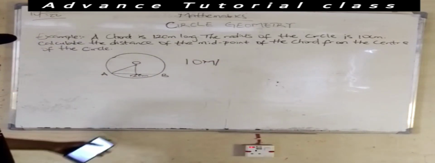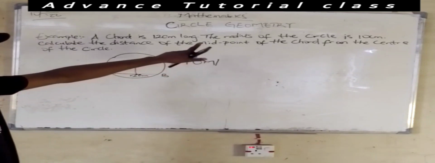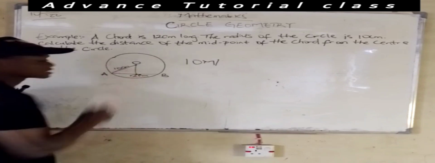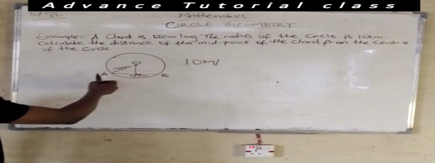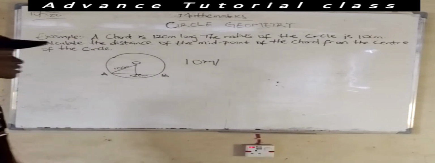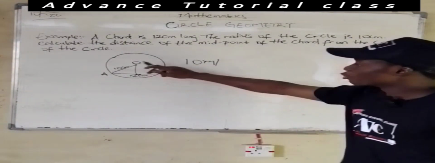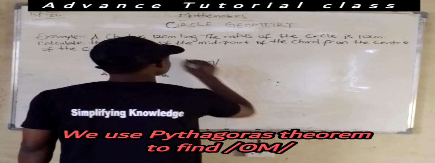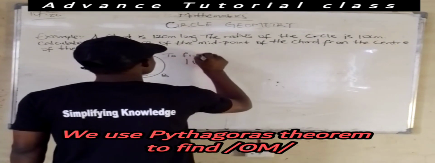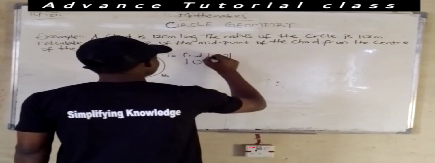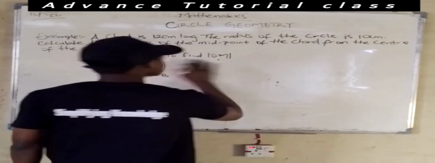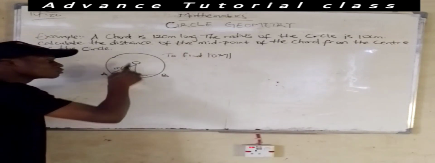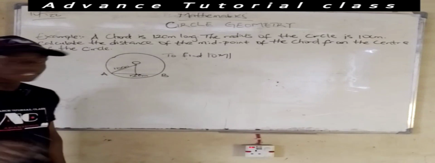So to solve this, remember we're given the radius to be what? 10 centimeters. So the radius of the circle is 10 centimeters and the chord is 12 centimeters. Now we're asked to find the distance OM. So to find OM, we will have to use Pythagoras theorem because we have a right angled triangle here. So to find the third side, we're going to use Pythagoras theorem.